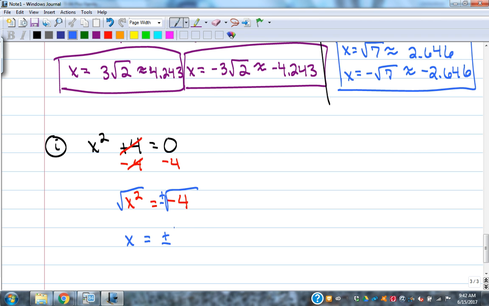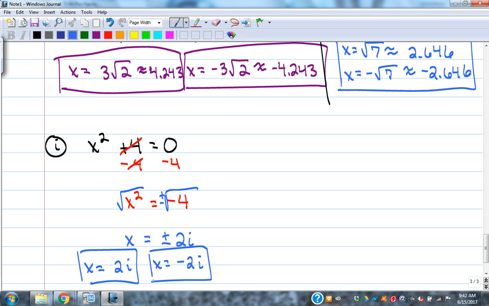What's the square root of 4? It's 2. But because it was a negative 4, what else comes out? i. Remember the square root of a negative? That's where the i comes from. So the i comes out with the 2. So our answers here are x equals 2i and x equals negative 2i. Those are our two solutions to this.